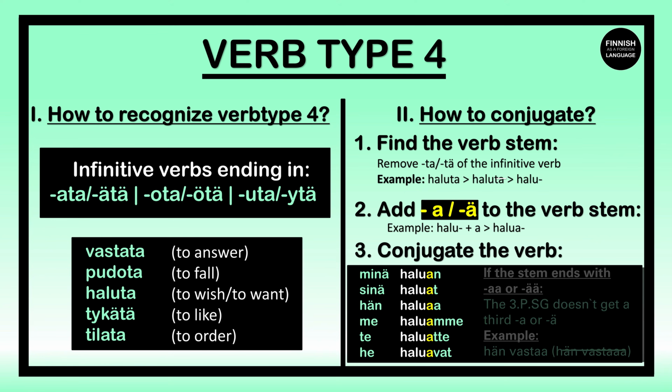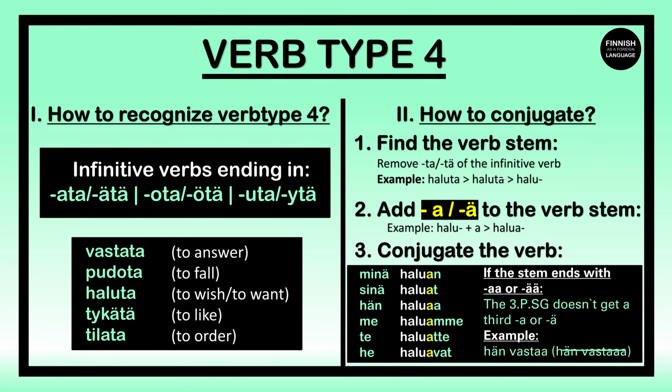Me haluamme means we wish. Te haluatte, you wish plural, and he haluavat means they wish. Now, here's one thing we have to keep in mind. If the stem ends with two same vowels, for example, double A or double E, then the third person singular doesn't get a third vowel. So that means the third person singular doesn't get a third A or E. So for example, when we would take the infinitive verb vastata, to answer, the third person singular is hän vastaa with two A's and not hän vastaaa with three A's. So we want to avoid three A's in a row.